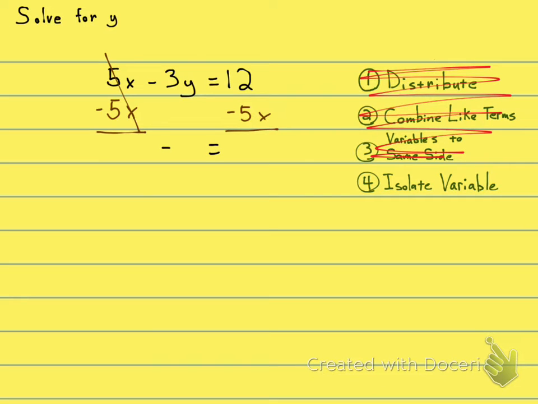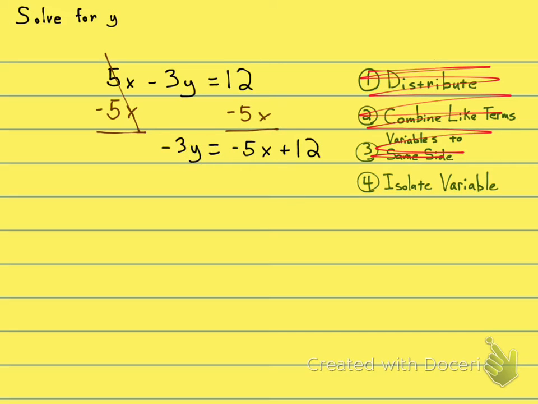On the left-hand side is just negative 3y. On the right side is 12 minus 5x. You could leave it like that, but we usually like to put the variable first. So I'm going to write it as negative 5x, and that's a positive 12, so plus 12. One more step to get this grumpy y by itself.